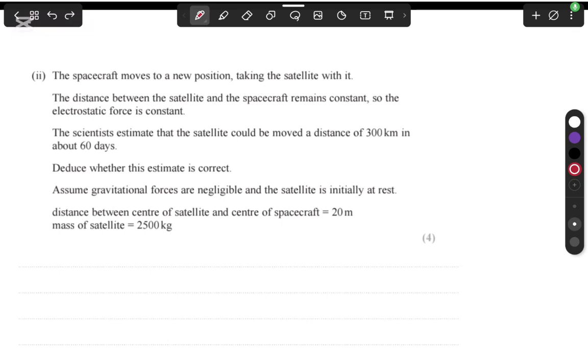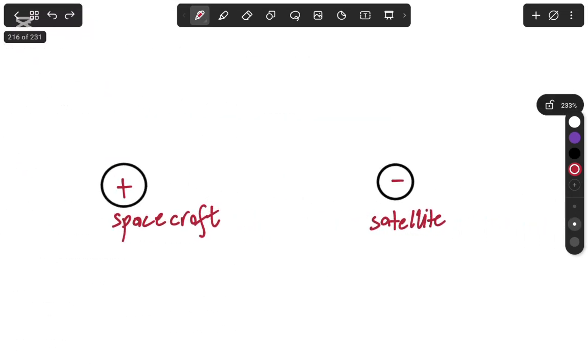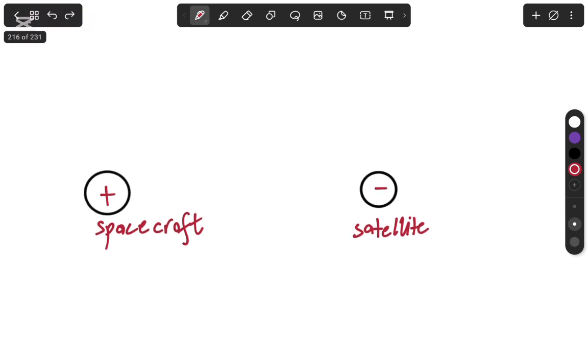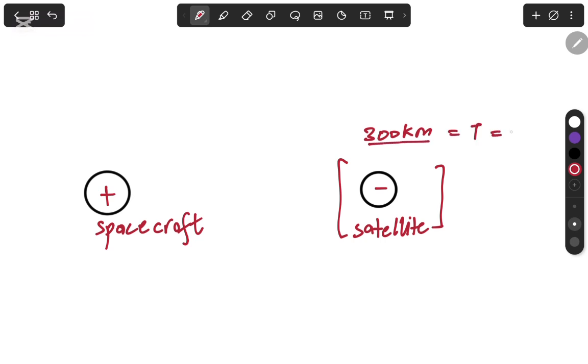So part II. Now it's a bit long to read all of this, so I want you to pause the video and read through this carefully, and I'm going to explain it. I hope you have read the entire question. What's basically happening is we have the spacecraft and the satellite, and they have an electrostatic force. And we have to find how much time it will take for the satellite to move a distance of 300 kilometers. That's basically what you have to find. How much time will it take? So T is what you have to find.